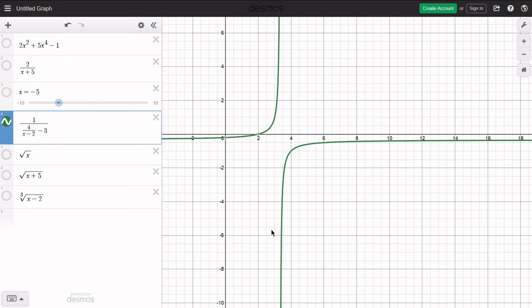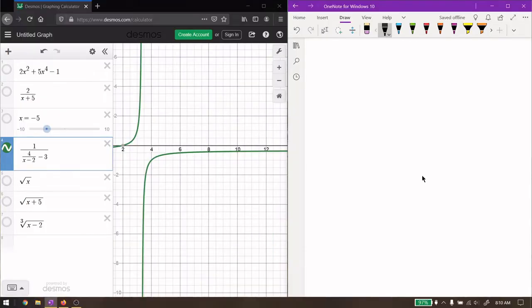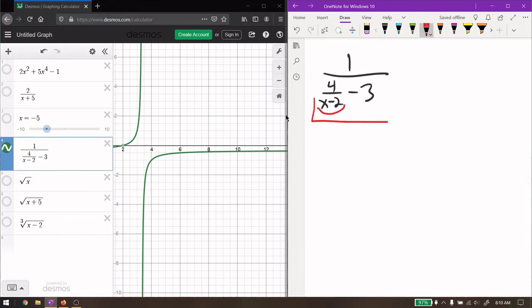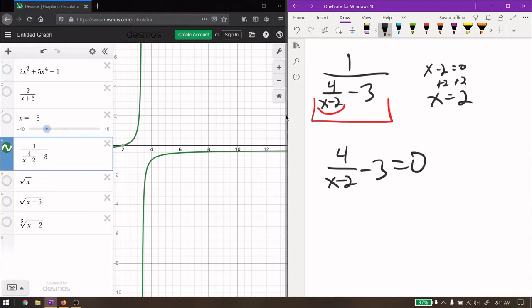Also, this asymptote here happens when this entire denominator equals 0. I just want to show you the reason why we have two different things. So 1 over 4 over x minus 2 minus 3. We need to worry ourselves about if this thing equals 0 and if this thing equals 0. So x minus 2 equals 0 when x equals 2. And we have a 0 in the denominator when 4 over x minus 2 minus 3 equals 0.